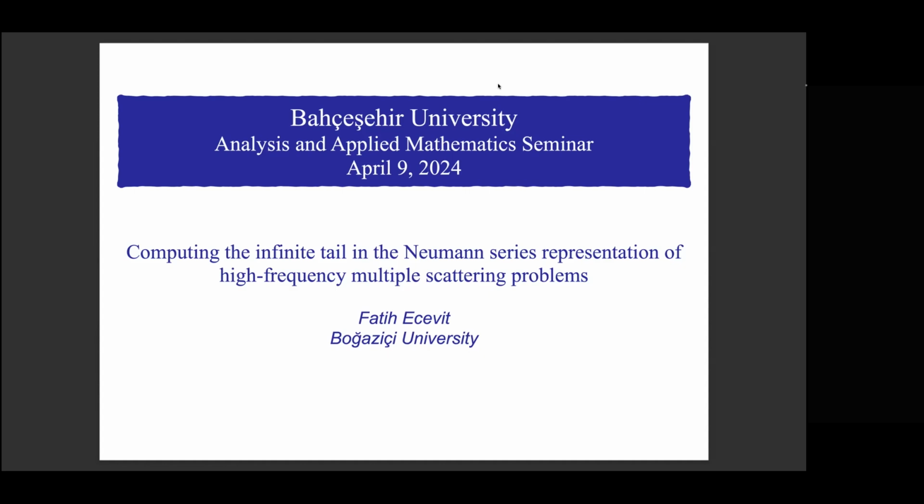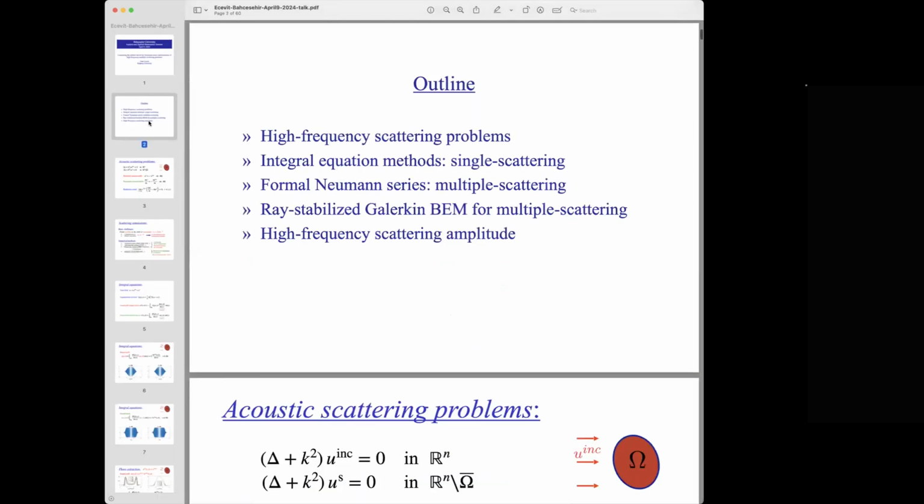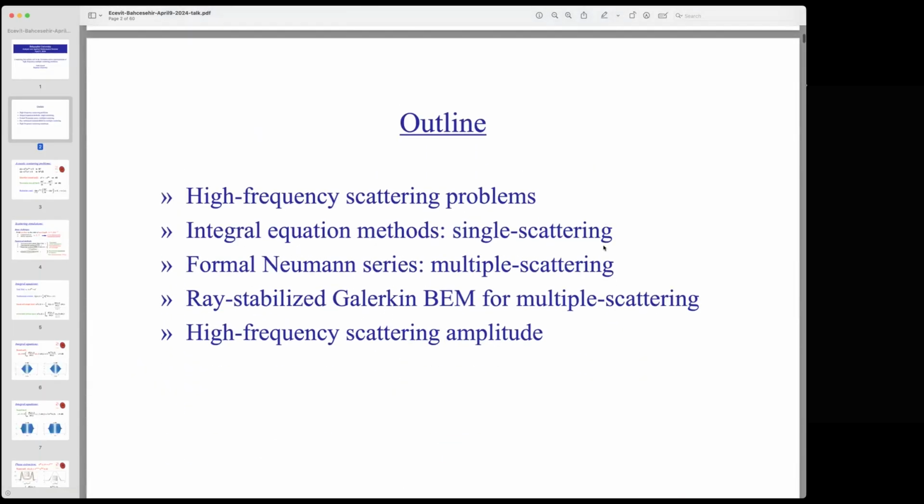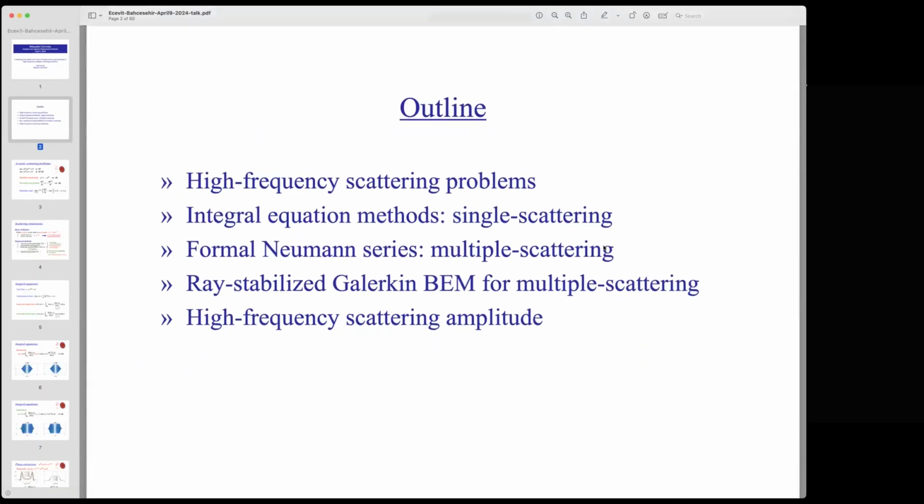Initially, I'll focus on, so I cannot proceed to the next page, interestingly. Let's see. Maybe I can proceed in this form. So you can still see the screen, right?